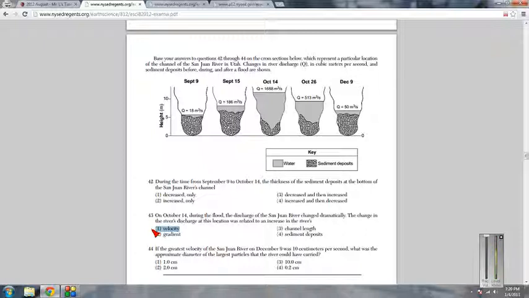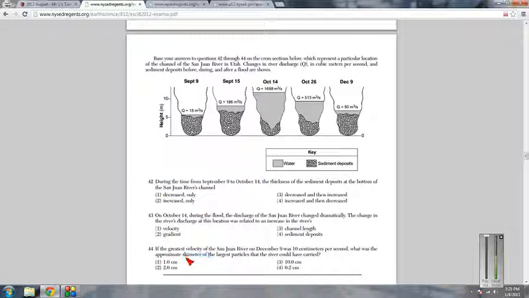Number 44. If the greatest velocity of the San Juan River on December 9th was 10 centimeters per second, what was the approximate diameter of the largest particles the river could have carried? So we have to go to the reference table for this, but I just want to highlight a few things. We're talking about velocity again. So we're talking about the greatest velocity. We're talking about speed. And it's telling you it's 10 centimeters per second. It's kind of all on speed. So what is the approximate diameter of the largest particles that the river can hold?